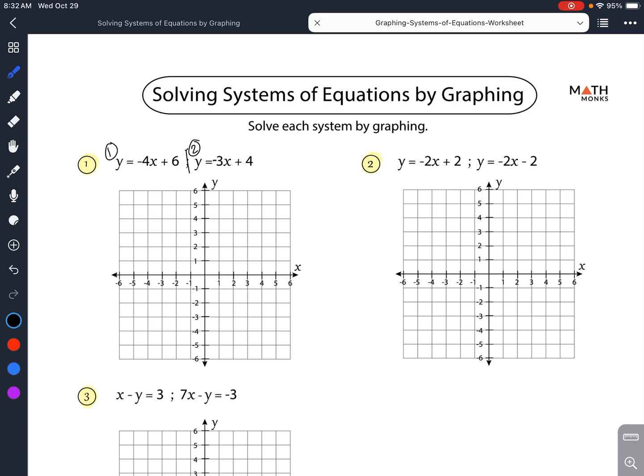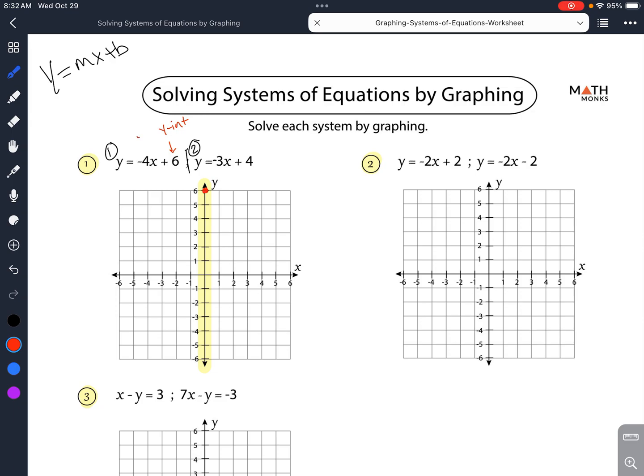So in our first example here, we have y equals -4x plus 6 and y equals -3x plus 4. So remember, our first step is we always want to make sure our equations are in slope-intercept form. And here, both of these are, so we don't need to solve for anything. So when I'm going to graph these, I'm looking first for my y-intercept, which here in my first equation is 6. And I'm going to graph that on the y-axis. So remember, our y-axis is the one that runs straight up and down. Okay. So here, I'm going to plot a point at +6.